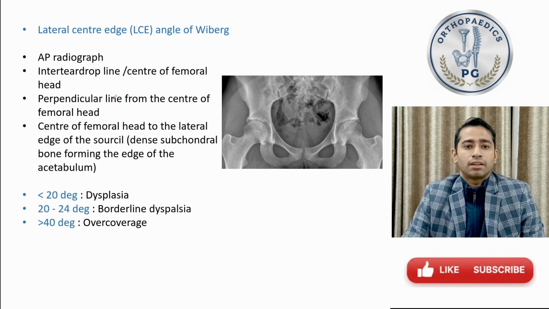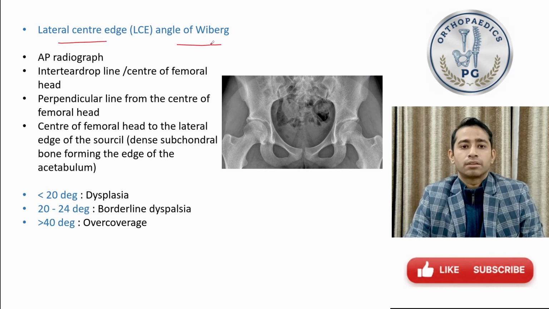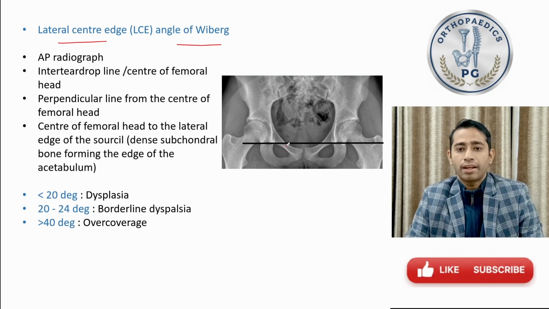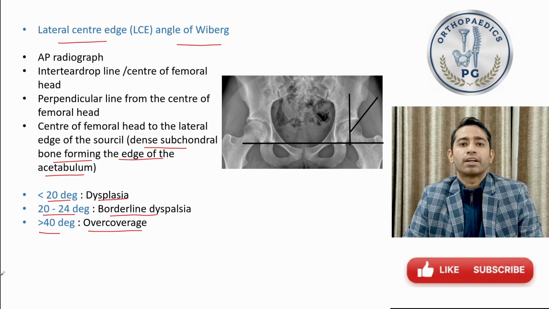The next sign is the lateral CE angle of Wiberg. This is also for an anterolateral overcoverage. So for this, we make a horizontal line connecting the lower border of the bilateral teardrop. From this, we draw a perpendicular passing through the center of the femoral head, and from the center of the femoral head, we draw a line up to the radiographic sourcil, which is the dense subchondral bone forming the edge of the acetabulum. An angle less than 20 degrees is indicative of dysplasia, 20 to 24 degrees is borderline dysplasia, and greater than 40 degrees is an indication of overcoverage.